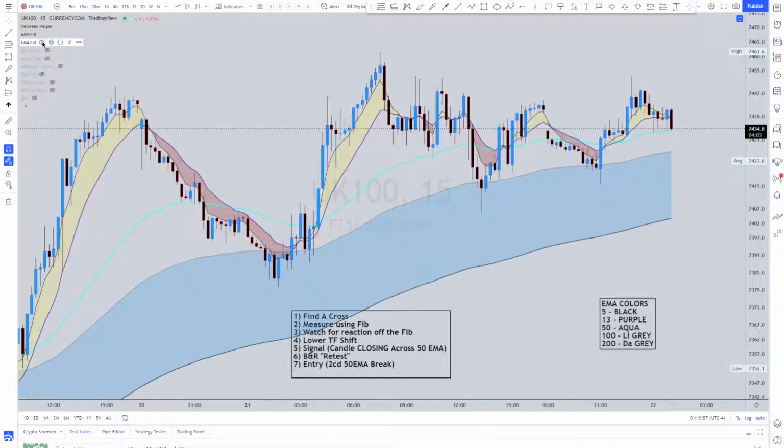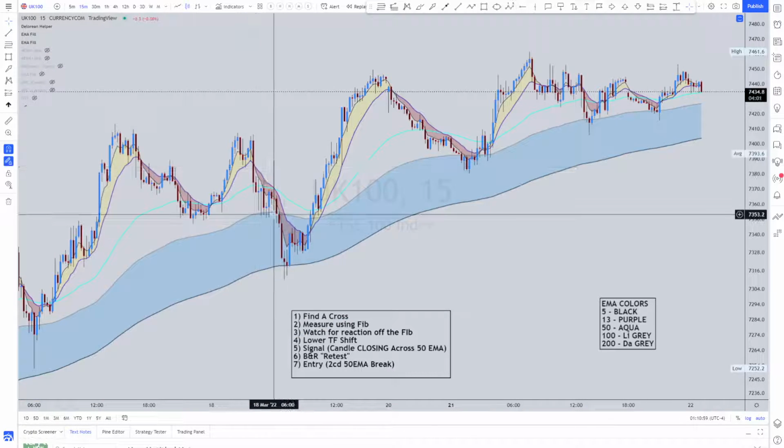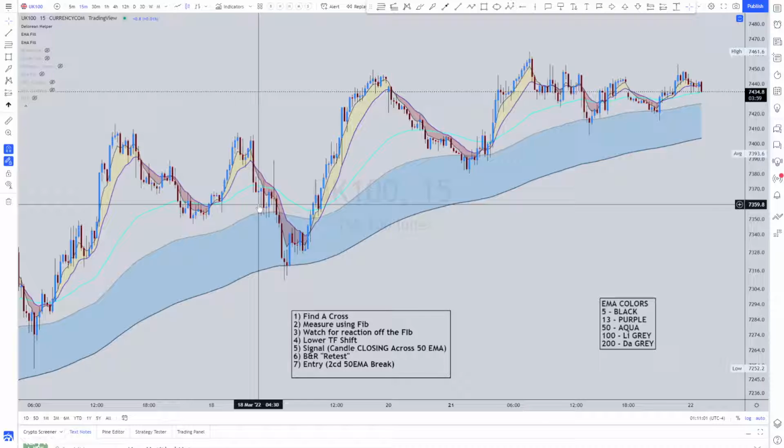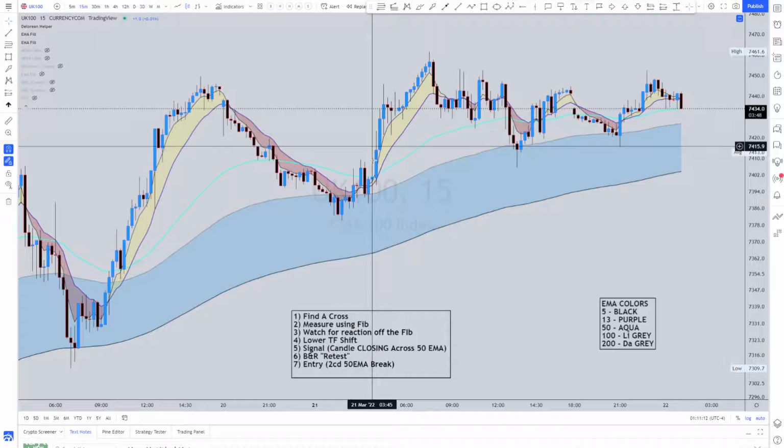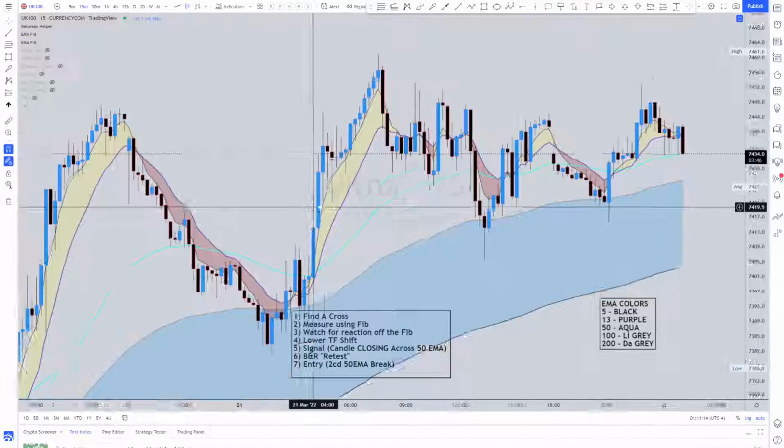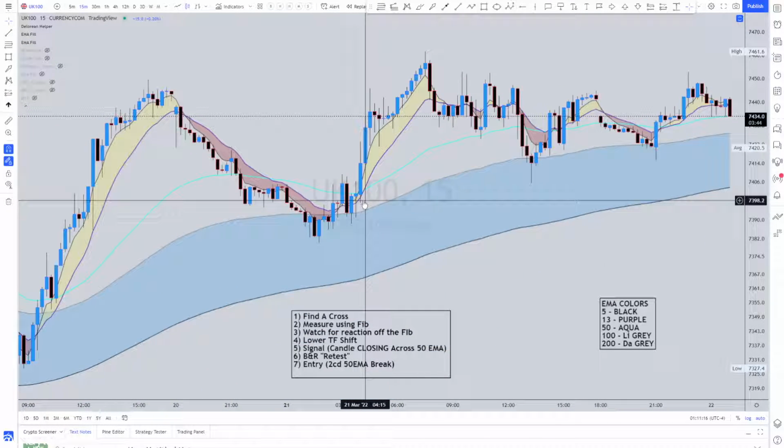All the EMA for me is a visual representation of structure, support and resistance, supply and demand, whatever you want to call it, moving and visually giving me an identification on where I can use it in the market. So let's go and get in. The first step is we've got to find the cross. So this can be used on any time frame in any market.